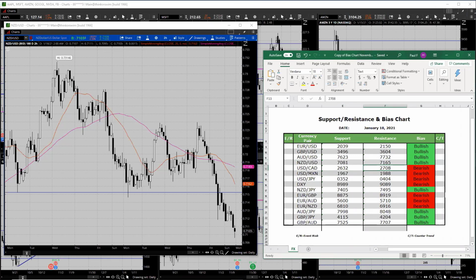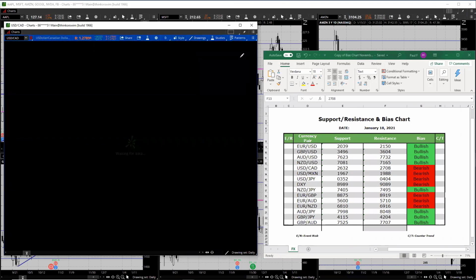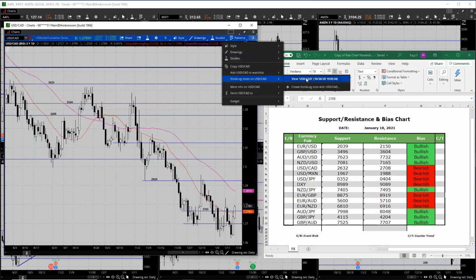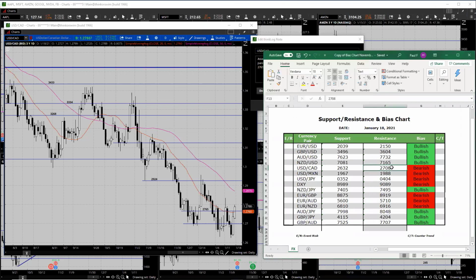Let's go and move into the dollar CAD. So the dollar CAD saw a staunch rally on Friday. The pair pared back intraday from the key level of 27.65. Resistance to start the week will be 27.65, followed by 28.17. So we'll go with the 28.17.